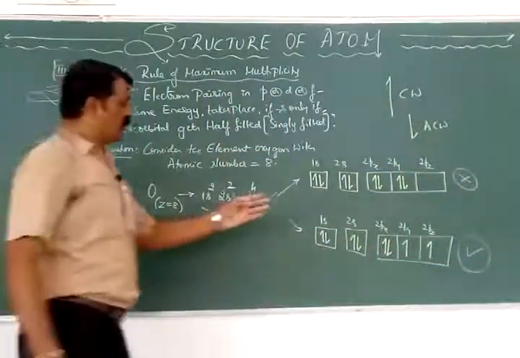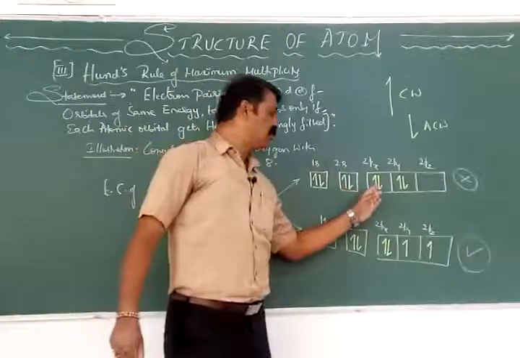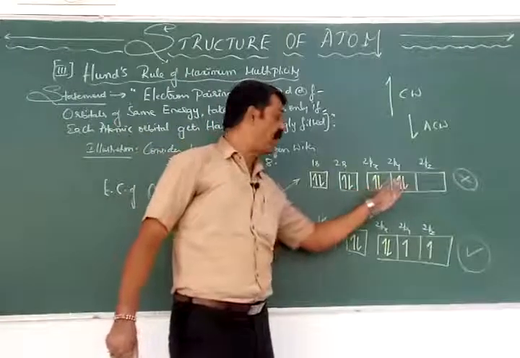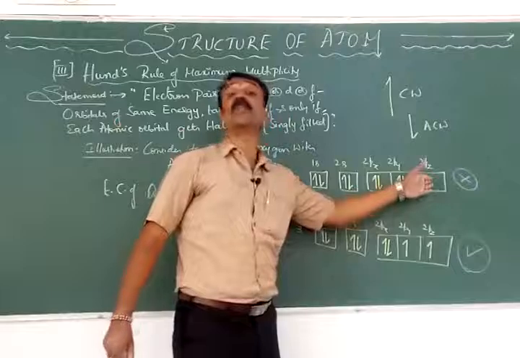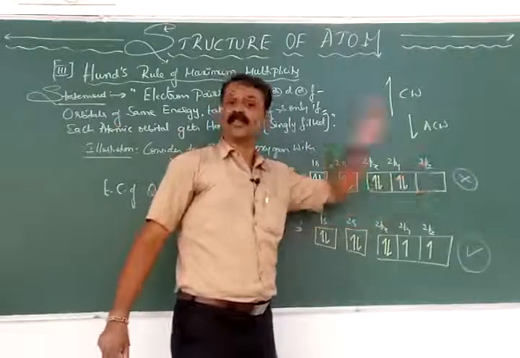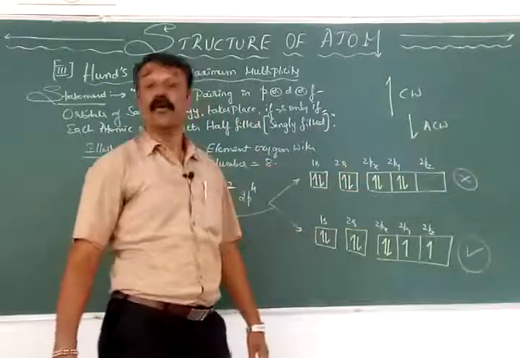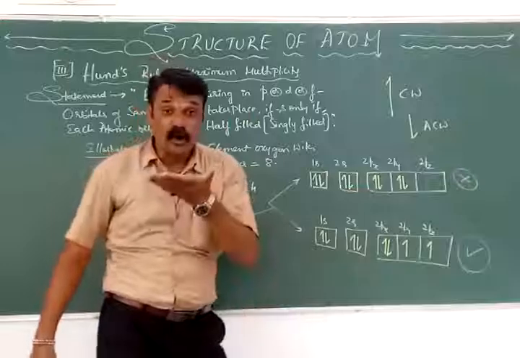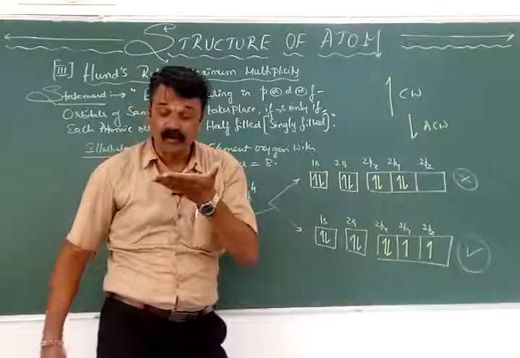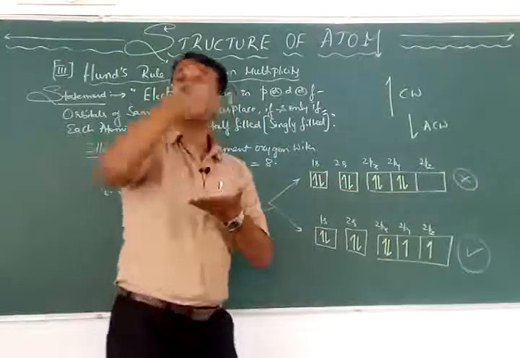Why? Because in case of 2px it directly gets paired. It directly gets paired, but there is no electron in case of which one? 2pz. Therefore, this is 100% wrong here. Means how do we have to fill? In case of the orbitals having the same energy, what do we have to do? First we have to give 1 electron each.